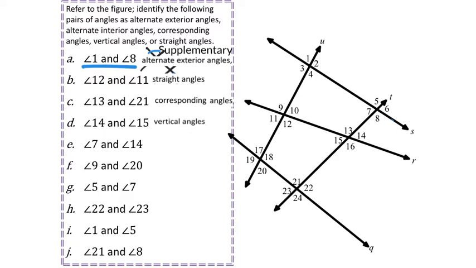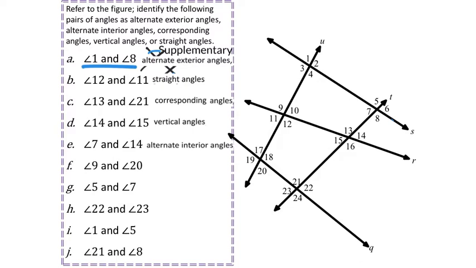Next up, 7 and 14, angle 7 here and angle 14 there. Well, these two are part of this line, so that's our transversal, and I can see they're sandwiched between line S and R, meaning that these two are alternate interior angles. Now again, they're alternate because they're on opposite sides of that transversal too.